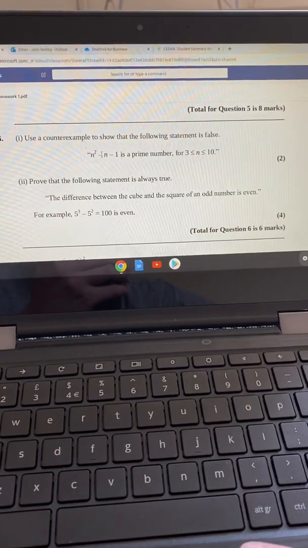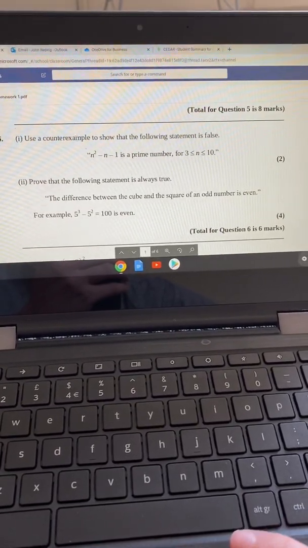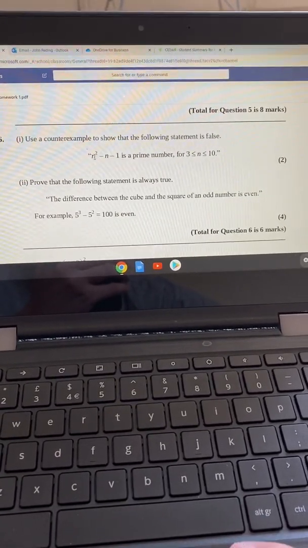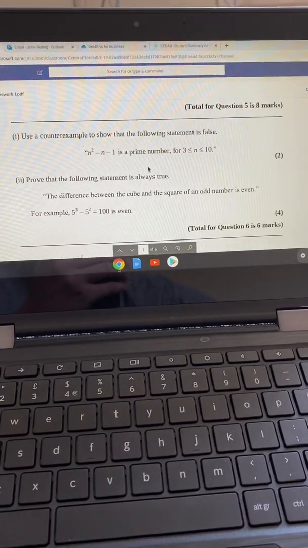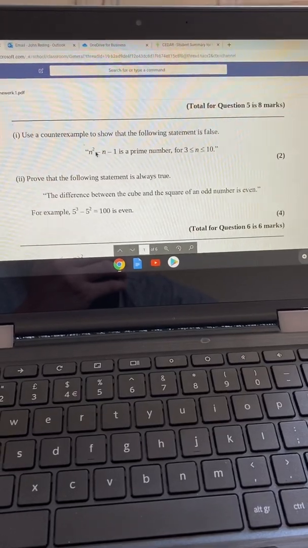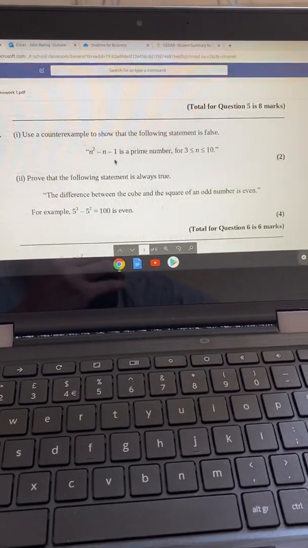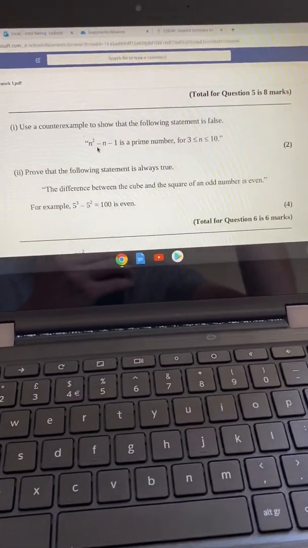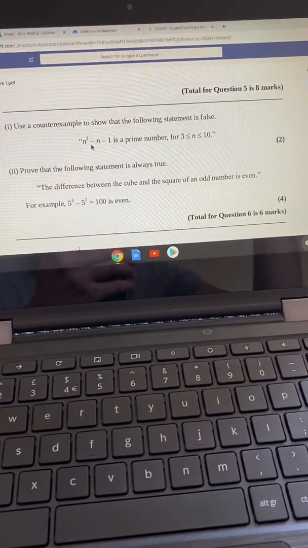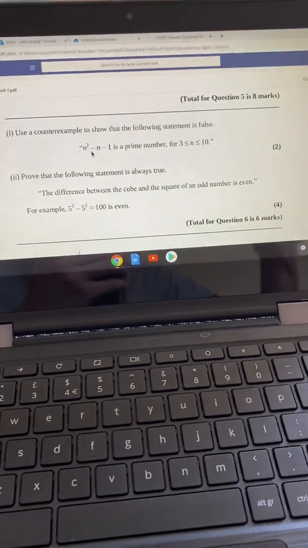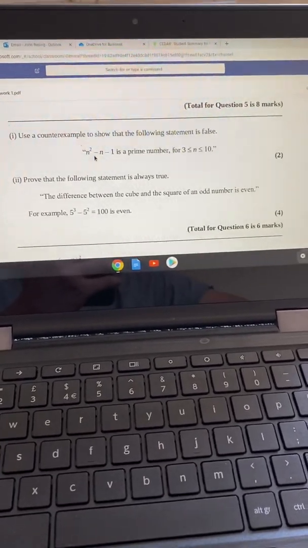with a twist. So proof by counterexample just means you have to find one value of n that makes this statement incorrect. So it's essentially just trial and error. So you find a value of n that makes it false, and then you just conclude that the statement is false for this particular value of n.